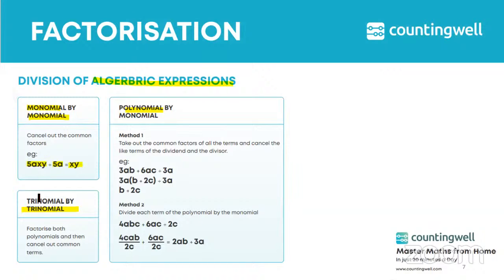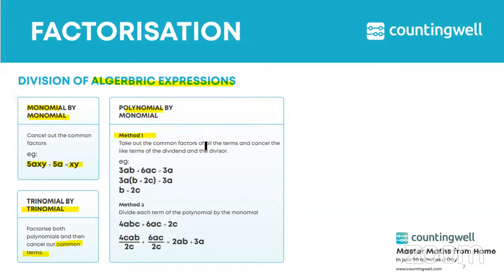Okay. Then we have trinomial by trinomial. For that, we have to factorize both the polynomials and then cancel out the common terms. So the factorization can be done by two methods, as we have seen. One is by regrouping, or you can use algebraic identities, or you can make it simple by taking out the common factors as well. So here one method is given to divide a polynomial by a monomial.